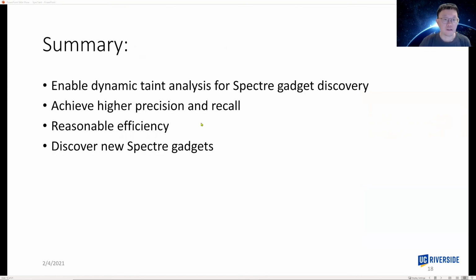In summary, we proposed a dynamic Spectre gadget detection approach. Our approach enables dynamic taint analysis on speculative paths, and it can achieve higher precision and recall than existing approaches with reasonable efficiency. Moreover, it disclosed new Spectre gadgets from real-world programs.